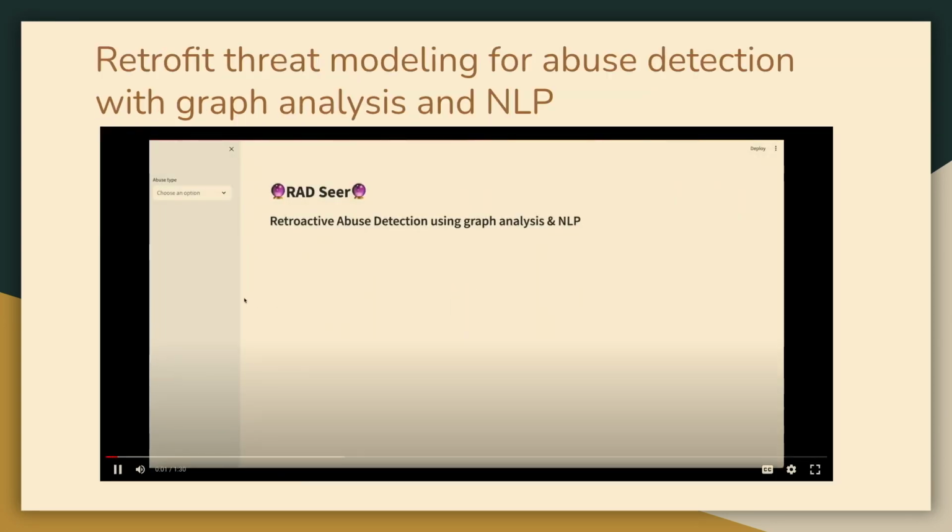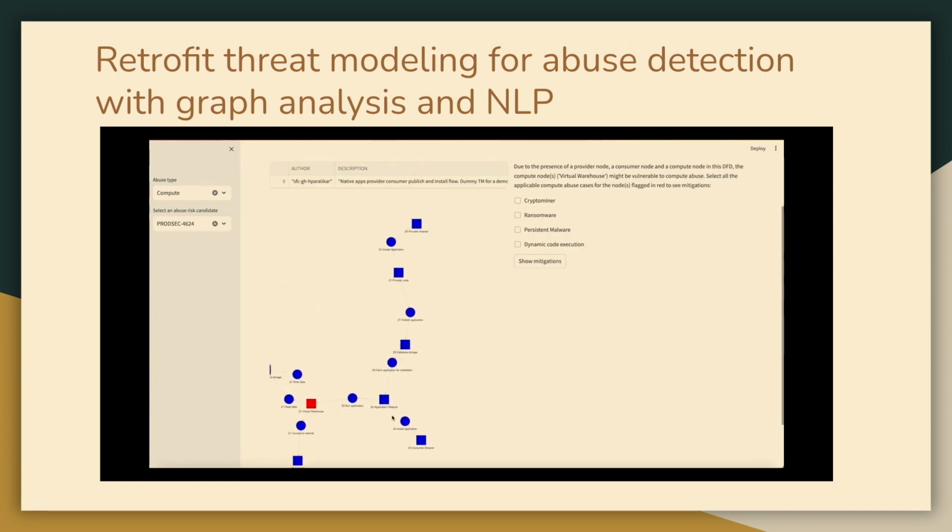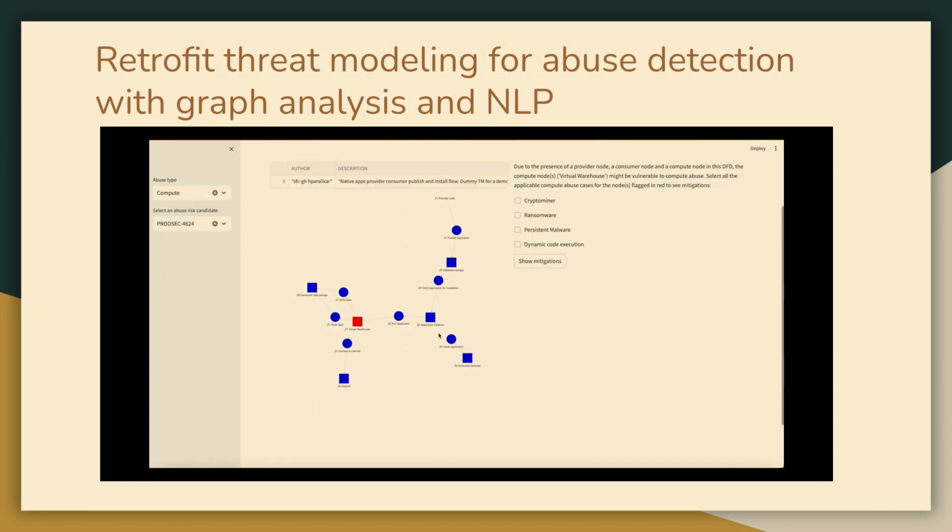All right. So I'm going to look at all of my old threat models to identify which of them might have an abuse risk. So I select the kind of abuse, let's say compute in this case. And in the background, what we are doing is processing all of the property graphs with a combination of directional flow analysis and NLP to generate candidates for abuse. So in this case, we have a threat model which contains a presence of a provider, a consumer who's installing some applications that the provider built, and a compute node.